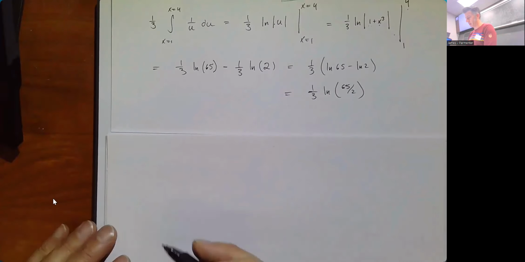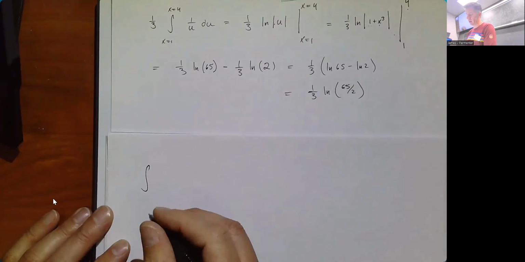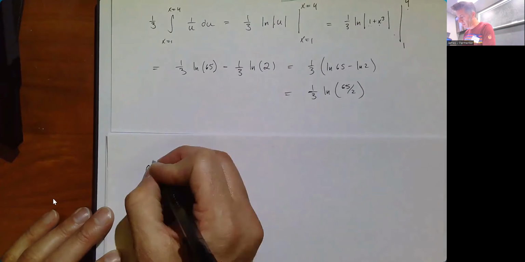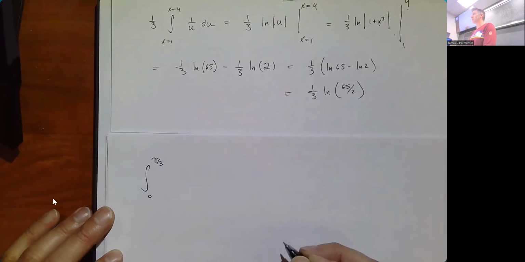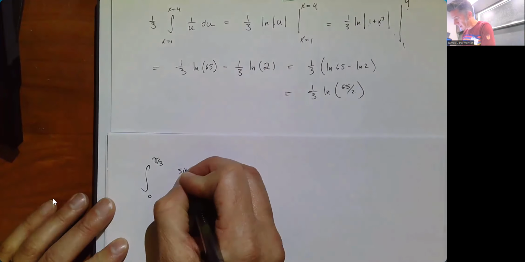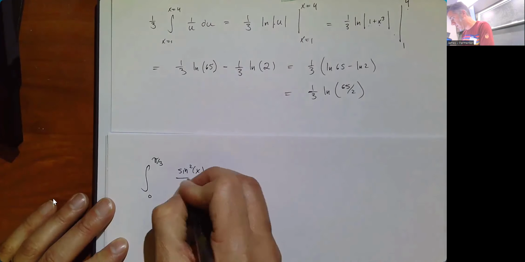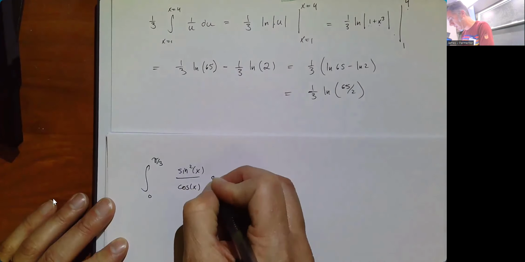Let's look at something like this. What if I had the integral? Yeah, let's make it fun. From 0 to pi over 3. Let's be smart about this, James. Sine squared of x over cosine of x dx.